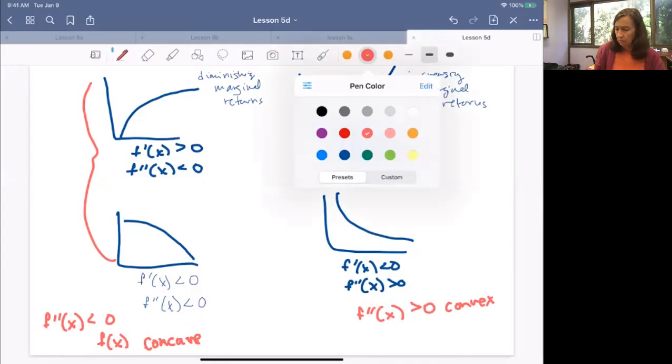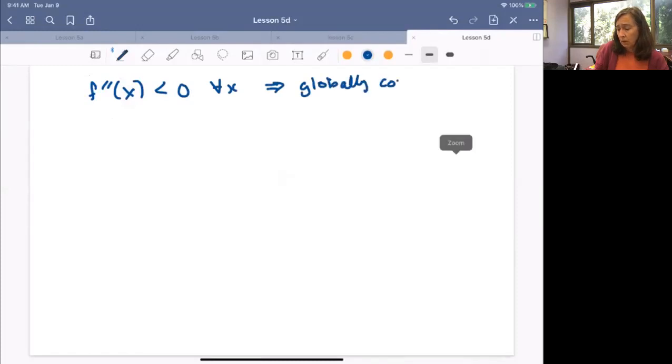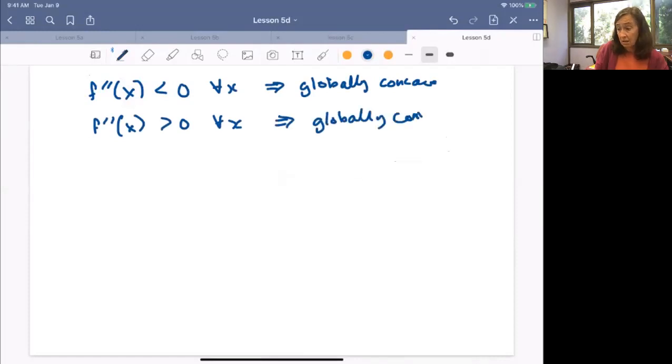And rather than continuing to cram stuff onto this page, let me go to a new page here. So sometimes we have functions that have the same sign to their second derivative no matter what. So second derivative less than 0 for all x, we would say that is globally concave. Second derivative positive for all x, that is globally convex.